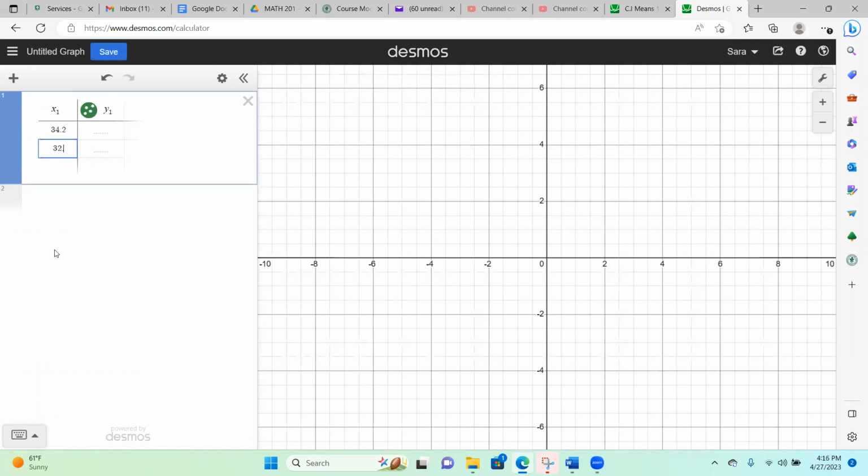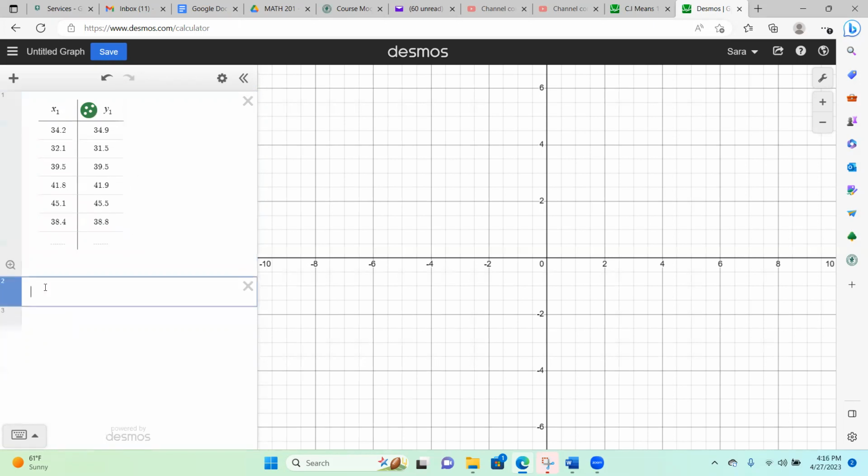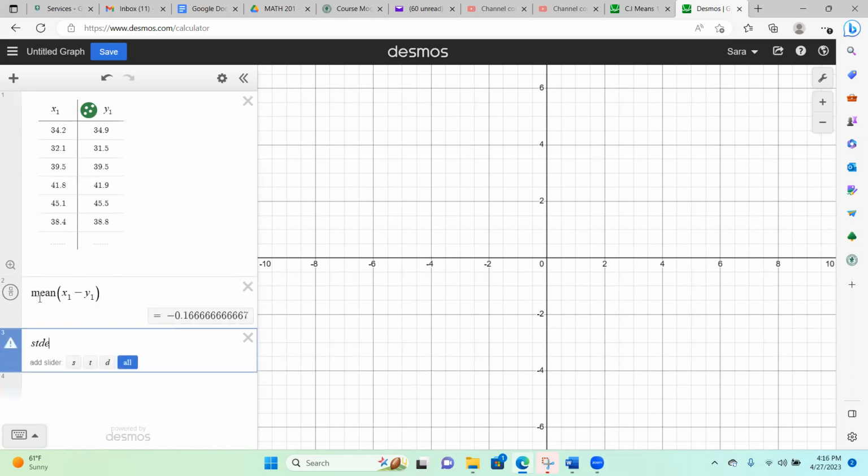You should practice this as well, because you may have to do this on the exam. And then my Y's. Okay. And then I'm actually going to find the mean, but I'm finding the mean of X1 minus Y1. And then I can also find the standard deviation of X1 minus Y1.